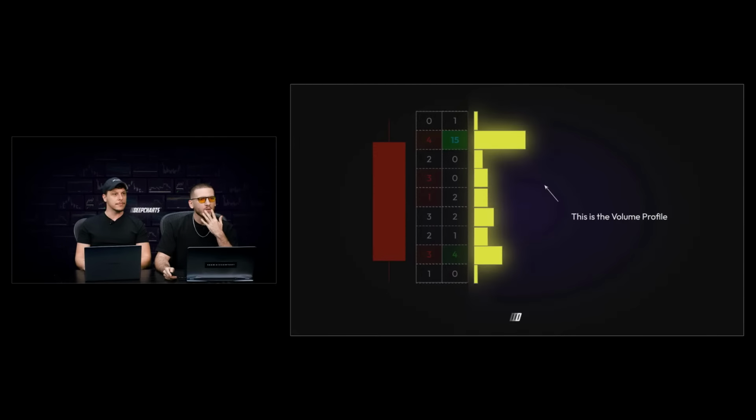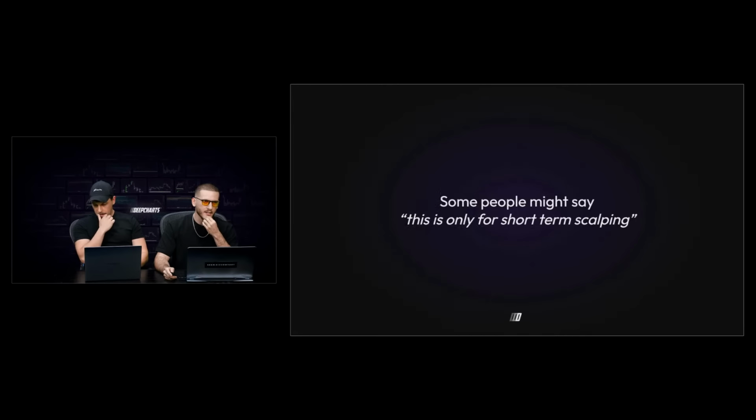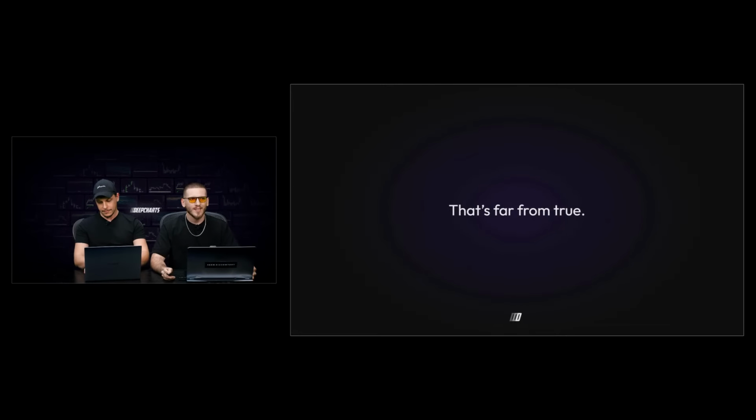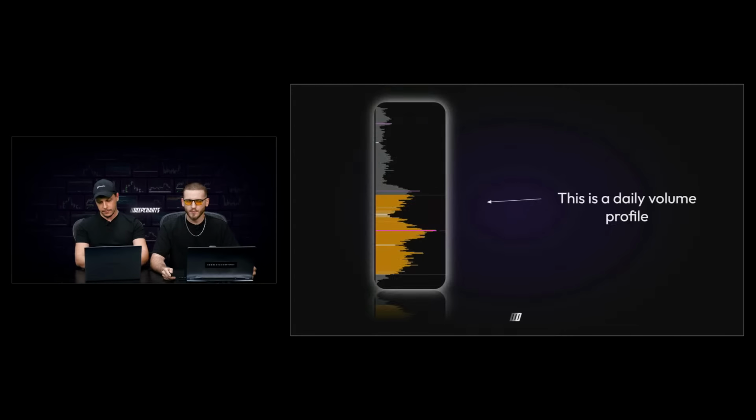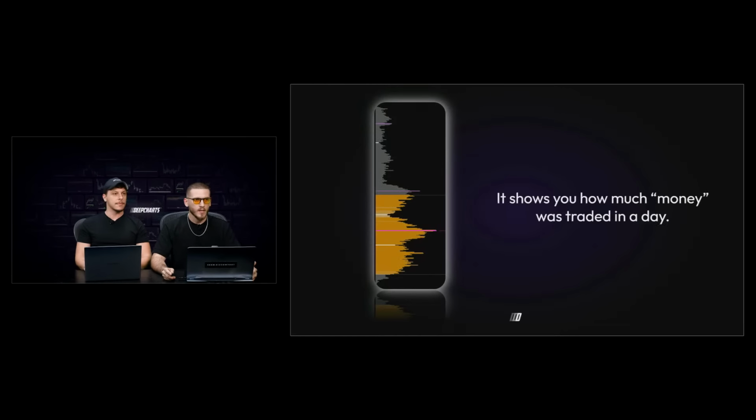Yeah, you might say, this is the volume profile, right? Or as I like to call it, the money indicator. Some people might say, this is only for short-term scalping, very short-term stuff. That's far from true. This is, for example, a daily volume profile. And it shows you how much money was traded that day, literally. This is what I call the money indicator.